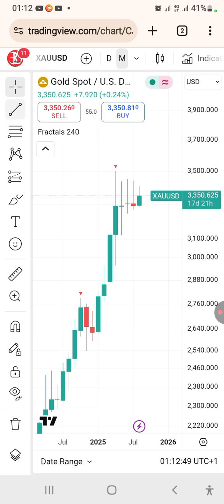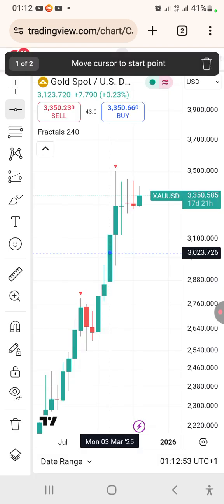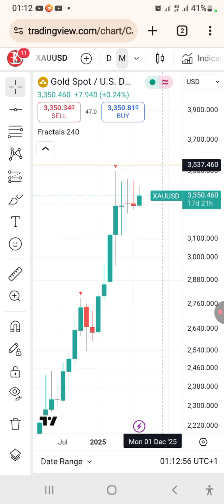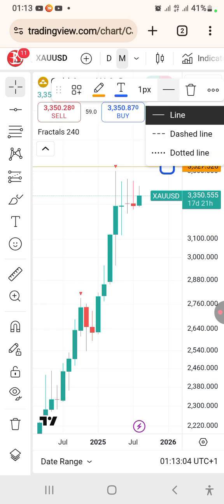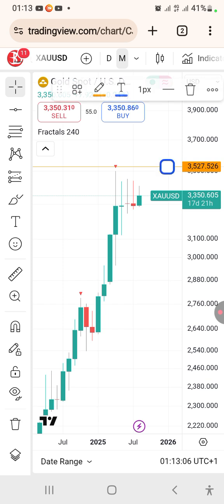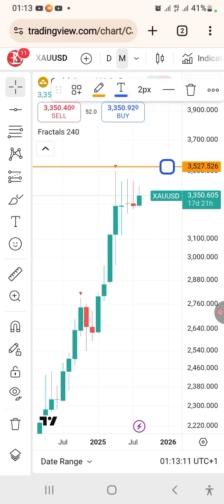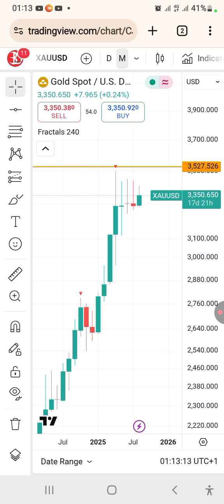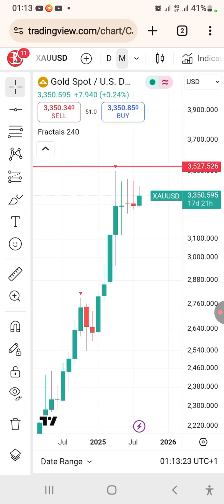From the month, you can easily see your resistance level. So go ahead and fix your line. And let's increase the pixel. I'll leave that at 2. Now most of the time I like also using red to show that that is for sale.